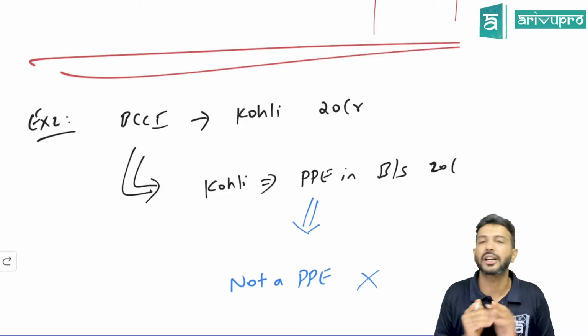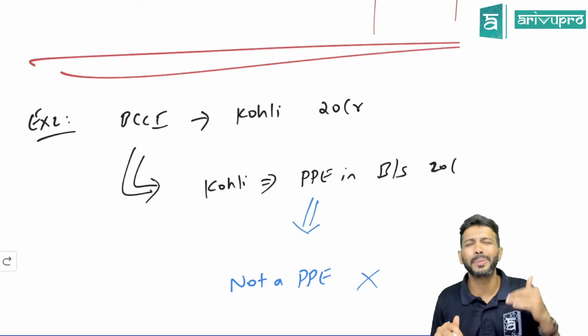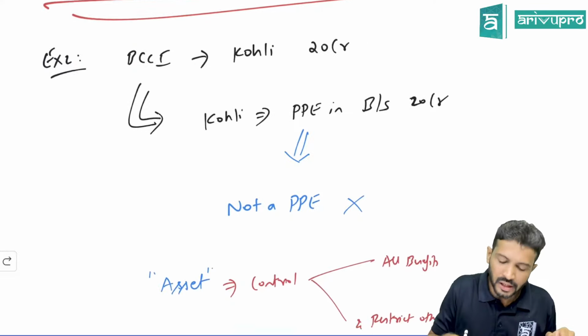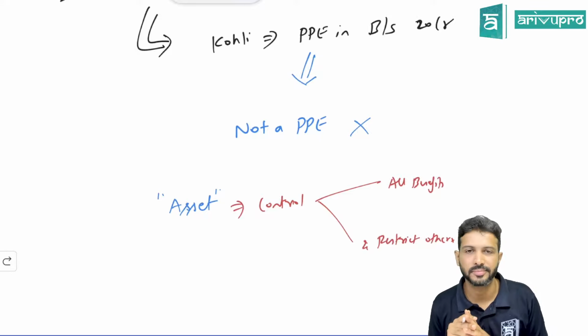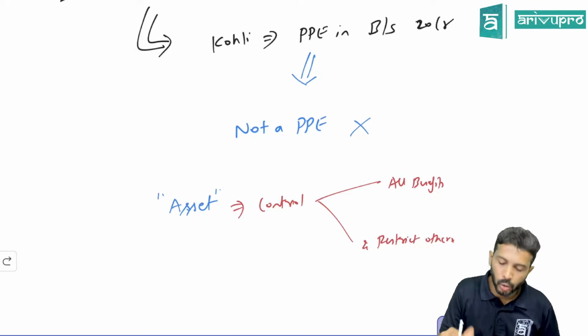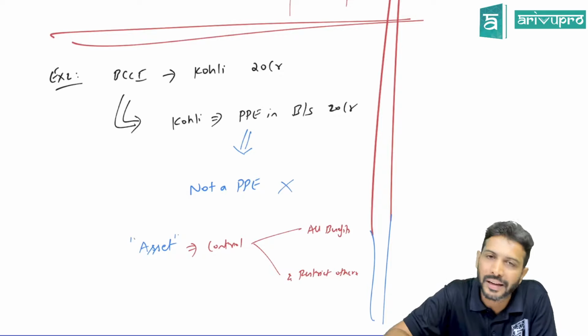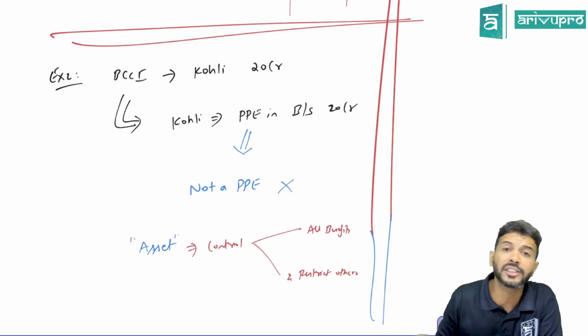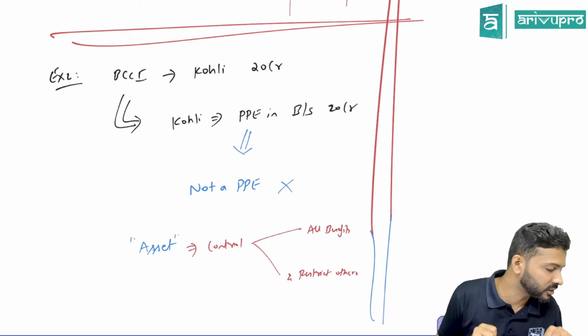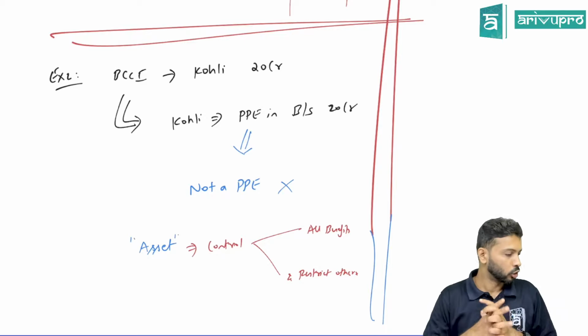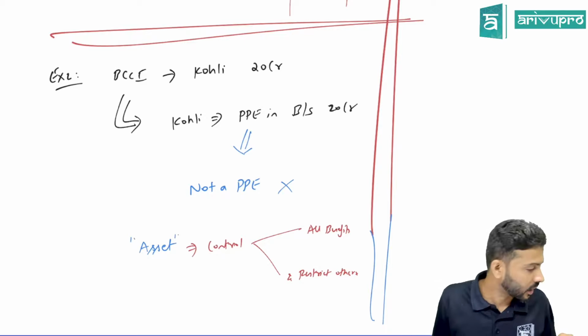So human beings are not property, plant and equipment because companies cannot control them. Since you cannot control them, it fails the asset criteria itself. So hence, Kohli, or for that matter any human being, is not a property, plant and equipment. Is the criteria clear, guys? Those of you who said yes, are we fine with that now?